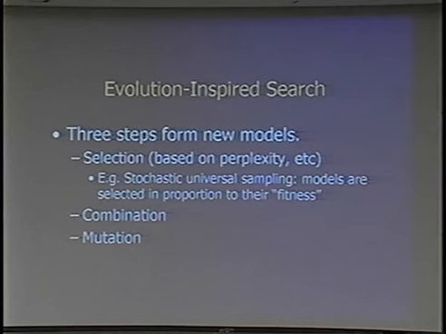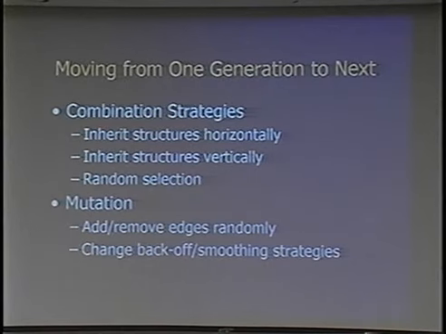The next step is combination and mutation. In combination, this is important because we want to maintain the good features of the previous generation. Here, we have several strategies, such as inheriting structure horizontally or vertically. I will talk about that in detail. In the mutation part, for some language models, we can just add or remove some edges, or we can change the backup strategies or smoothing methods.